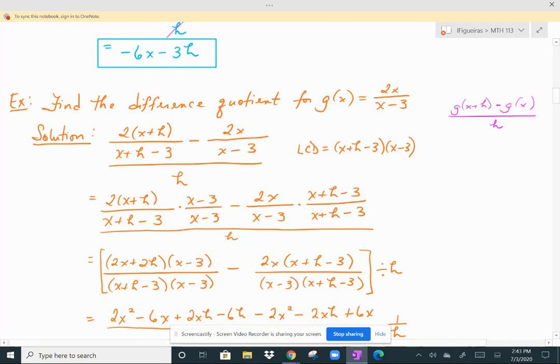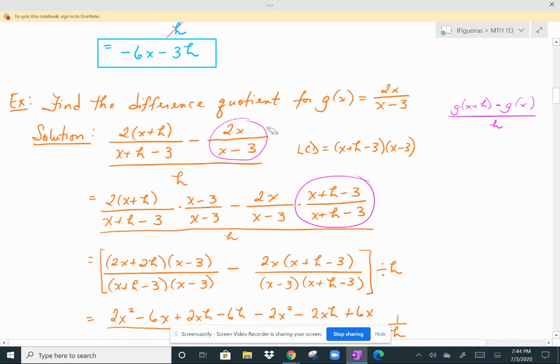So the first rational function is missing the x minus 3 in my LCD. So then I multiply numerator and denominator by x minus 3. The second rational function, which is this one, is missing the x plus h minus 3. So you have to multiply numerator and denominator by that x plus h minus 3, both in the numerator and the denominator.